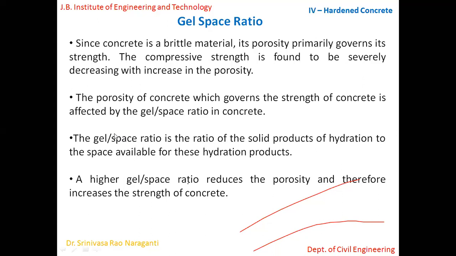On the other hand, say your gel is less and your space is more. That means overall the gel space ratio is less. Then again, you'll end up getting less compressive strength. That's how the relation is. That's what I'm saying here. The moment I say higher gel space ratio, I'm talking about higher gel, less space. That means higher CSH products and fewer pores in the concrete. Then the moment I have fewer pores, the porosity goes down. Therefore, the strength of the concrete improves.